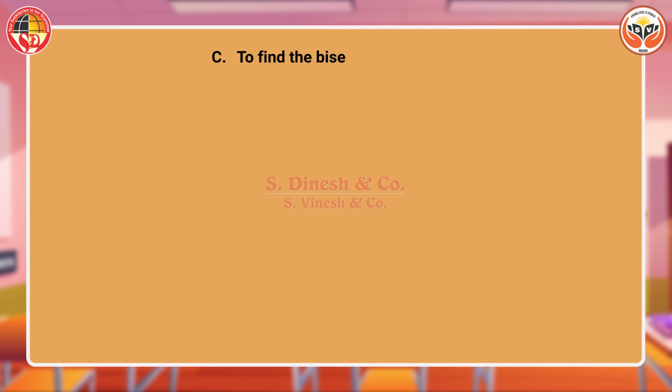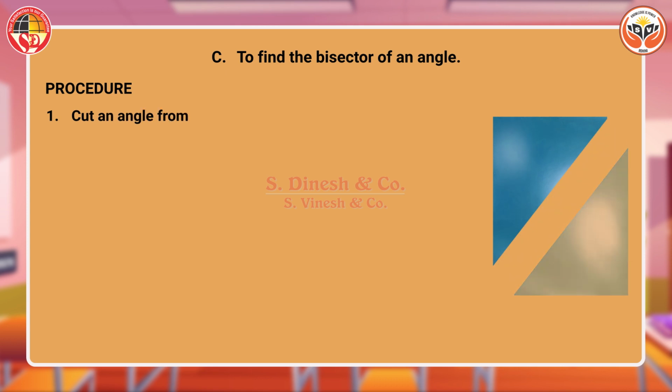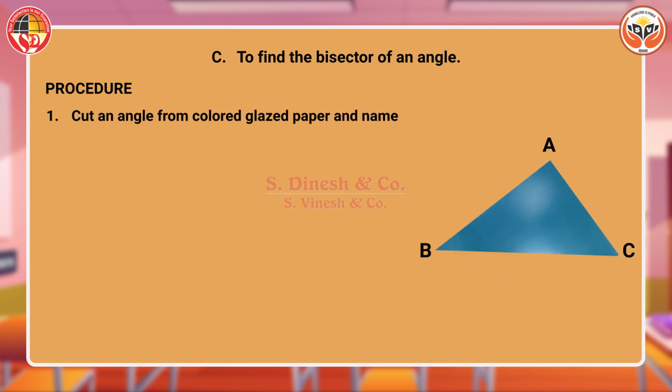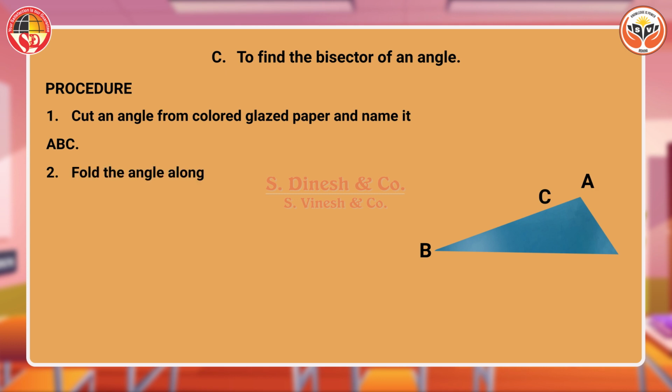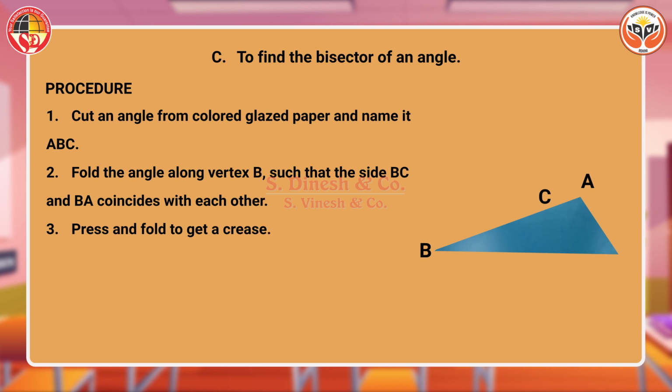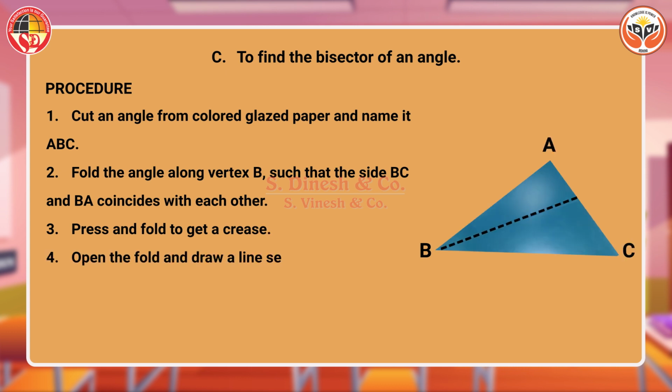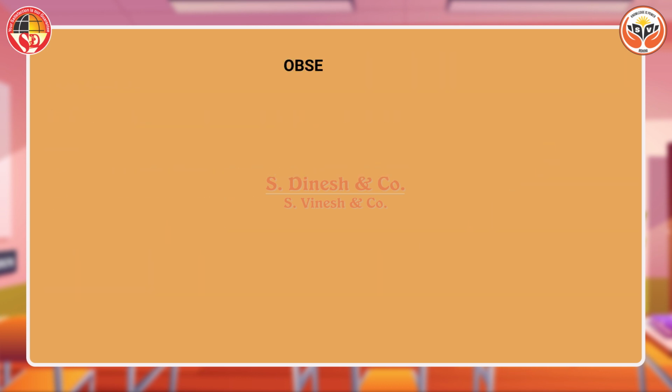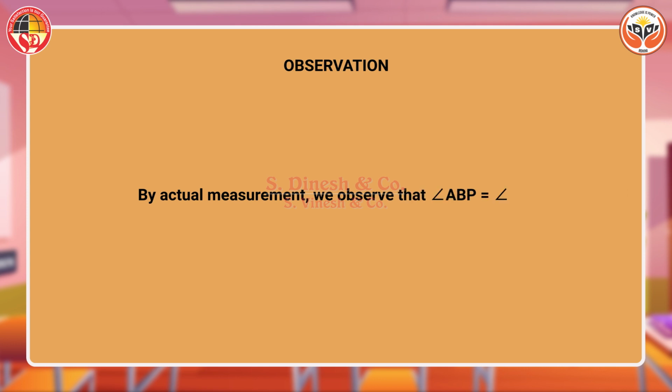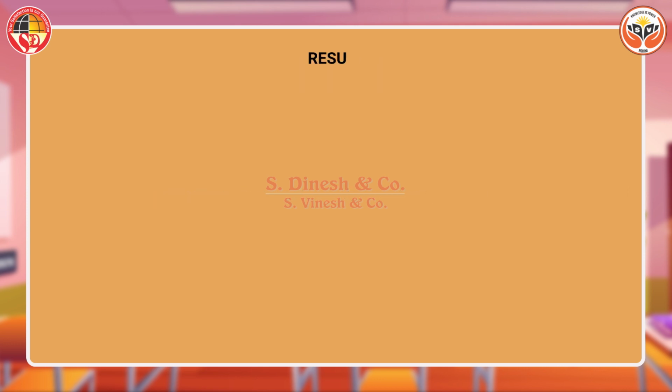C. To find the bisector of an angle. Procedure: cut an angle from colored glazed paper and name it angle ABC. Fold the angle along vertex B such that the sides BC and BA coincide with each other. Press and fold to get a crease. Open the fold and draw a line segment, BP, on the crease. Observation: by actual measurement, we observe that angle ABP is equal to angle CBP. Result: this verifies that BP is an angle bisector of angle ABC.